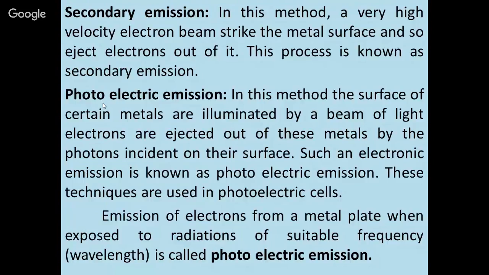These techniques are used in the photoelectric cell, that is, the photovoltaic cell. We use this technology by making light rays fall onto the material such that electron emission starts. The emission of electrons from a metal plate when exposed to radiation of suitable frequency, that is wavelength, is called photoelectric emission. So here, light radiation of a particular frequency or wavelength is subjected to the material such that emission of electrons takes place. The process is called photoelectric emission.